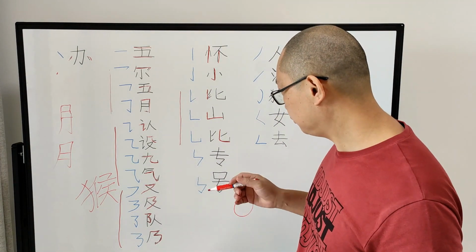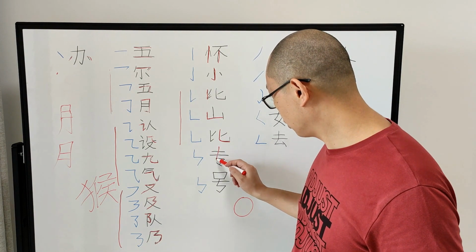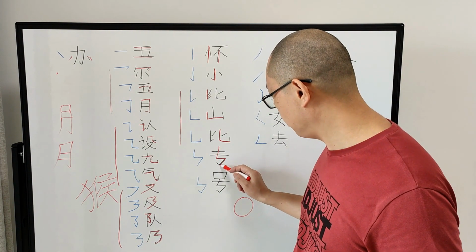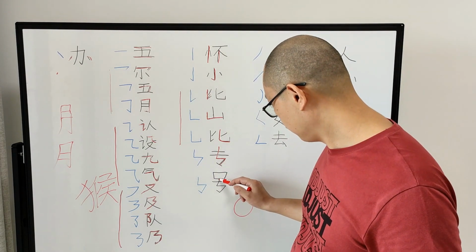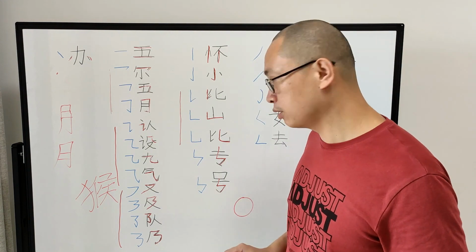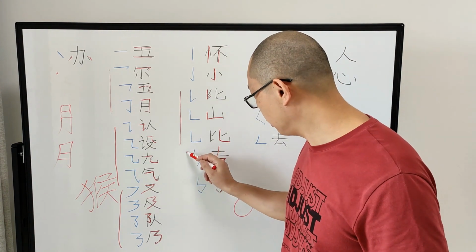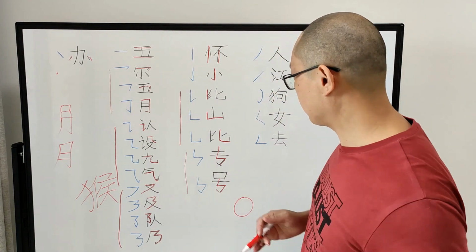And next, vertical right side bend, left side bend. Next, vertical right side bend, left side bend, hook. You can group these 2. Okay, next.